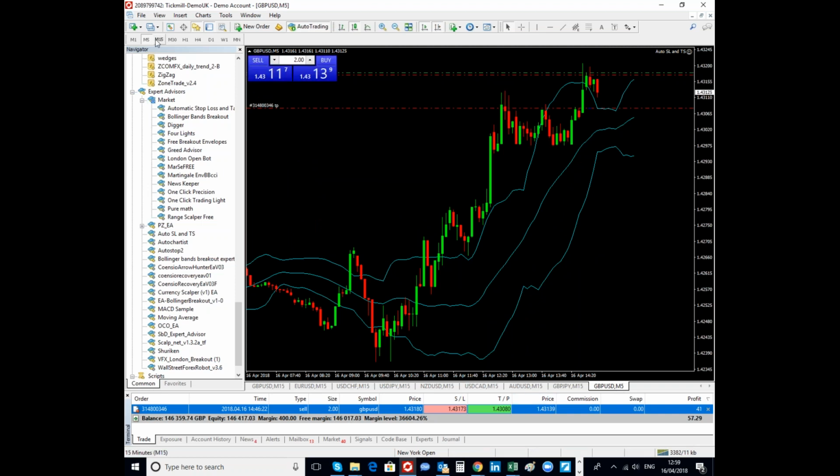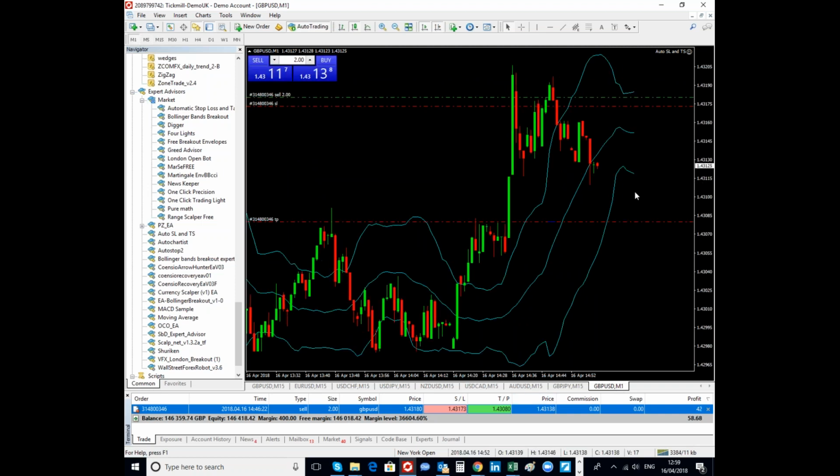This is our pound dollar. Let's see how that pans out. I mean, that's not far from target now.